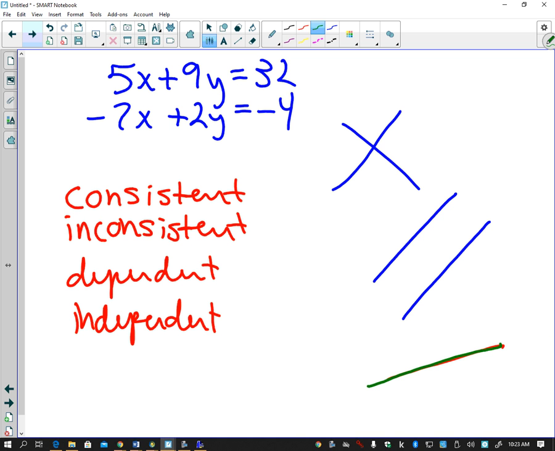The question is I've got to be able to go back into my notes somewhere and determine, okay, how do I know if it's consistent, inconsistent, dependent, or independent? Okay, well, let's see what lesson that was from. Classifying systems.